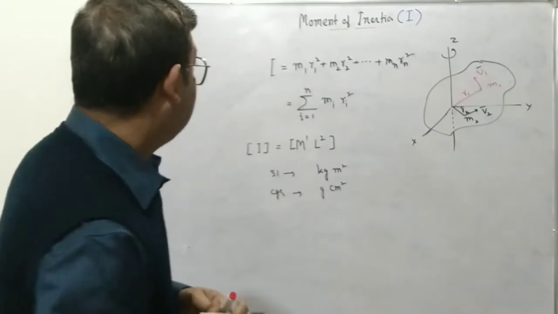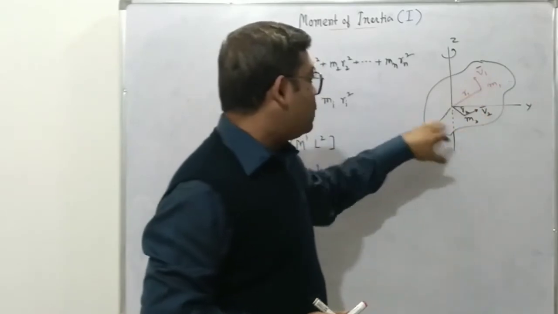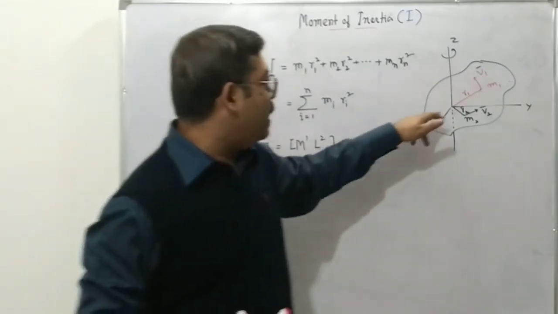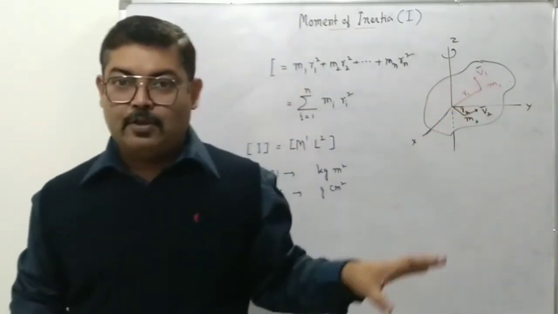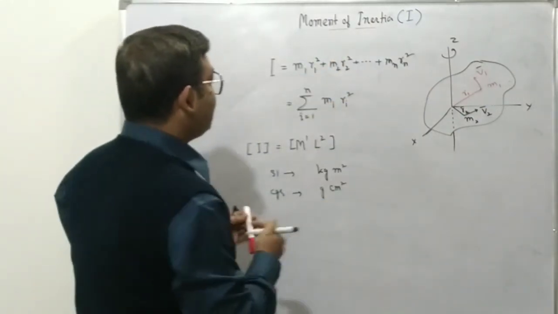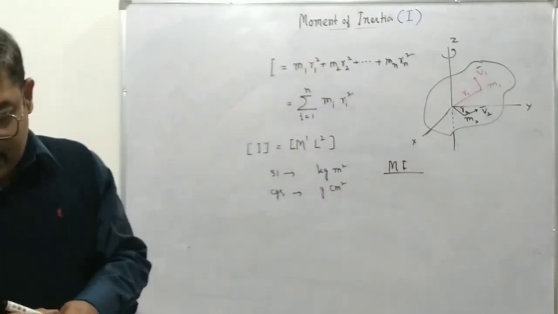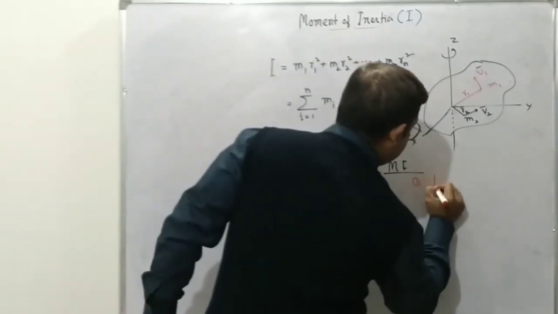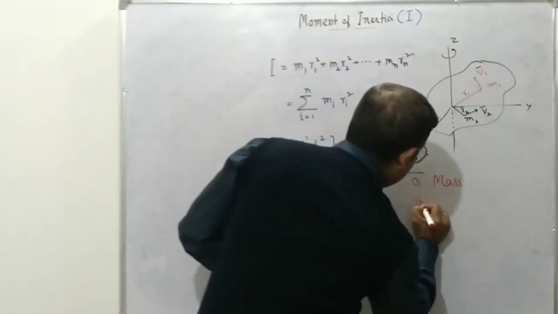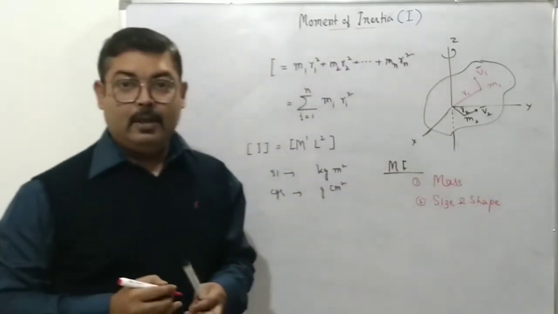Now, moment of inertia, since it is dependent on the axis of rotation and the mass points and the vector joining the axis of rotation to the mass points, right? The radius vectors or the position vectors of the different mass points of the mass distribution of the rigid body. Moment of inertia depends on certain factors. Number one, of course, the mass of the body. Number two, size and shape of the rigid body.